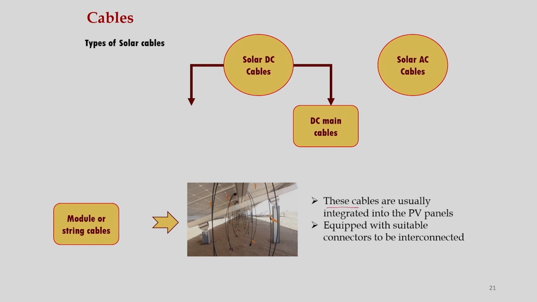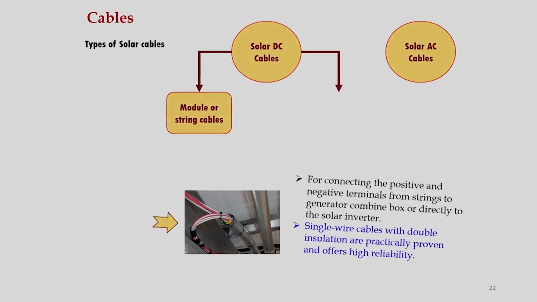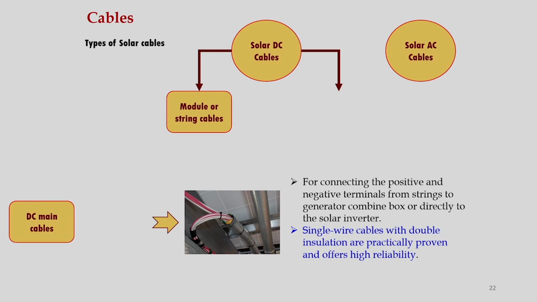These cables are usually integrated into the PV panels, and equipped with suitable connectors to be interconnected. From here to here, maybe this is one panel, this is two panel, so these two are to be connected. By using this cable we can connect these two modules, maybe for series connection, maybe for parallel connection. So, what are DC main cables?